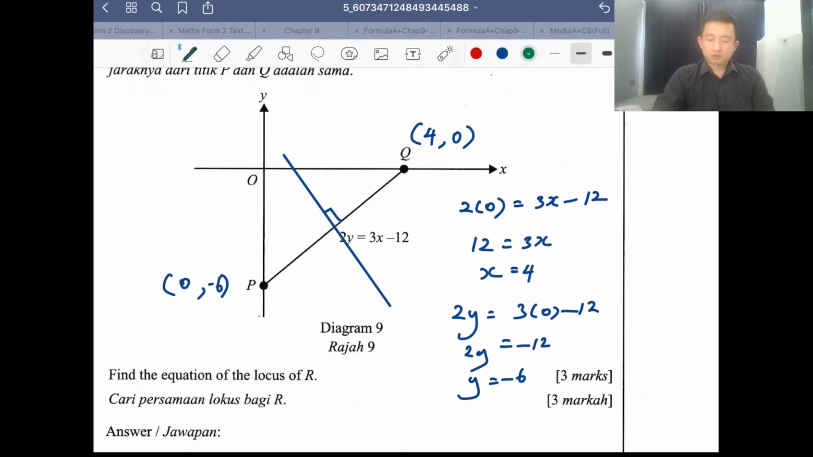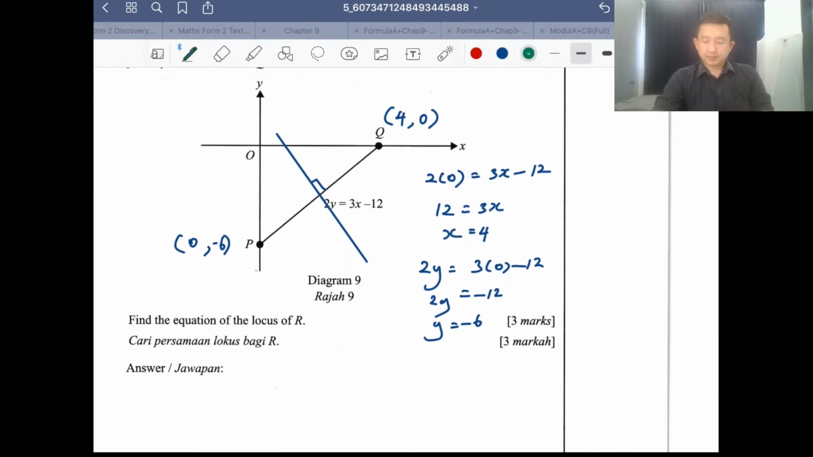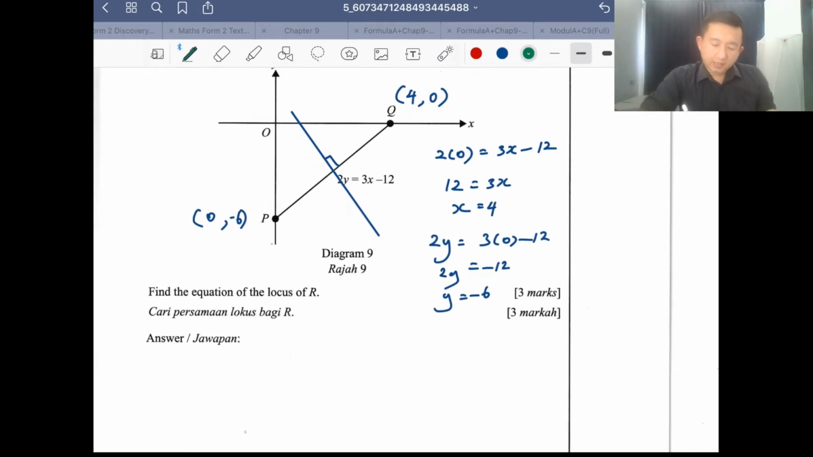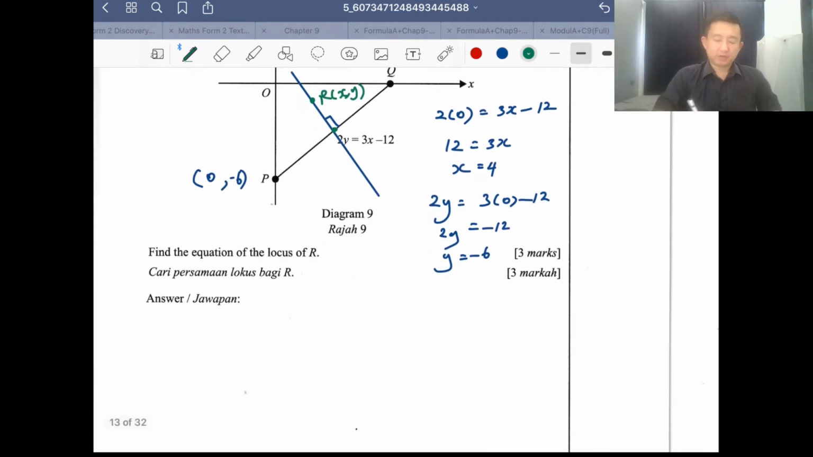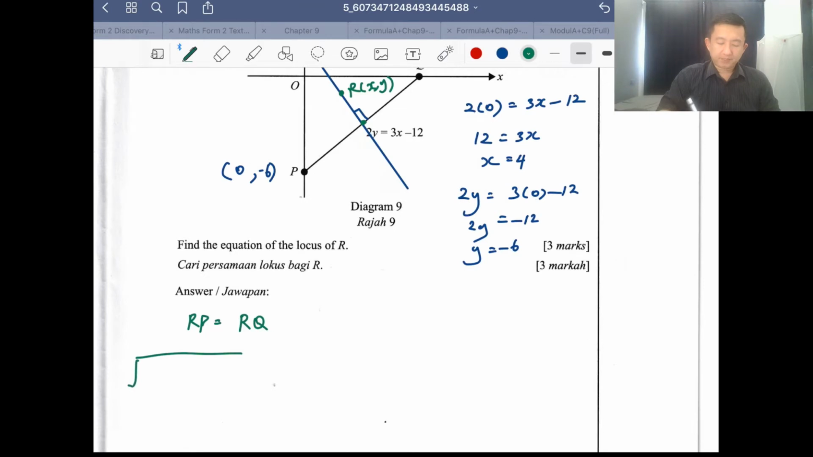Important. So the first method is, I put here, this is R, I call it (x, y). Since RP equals RQ, sorry, RP equals RQ, we can use the distance formula. RP, RQ.